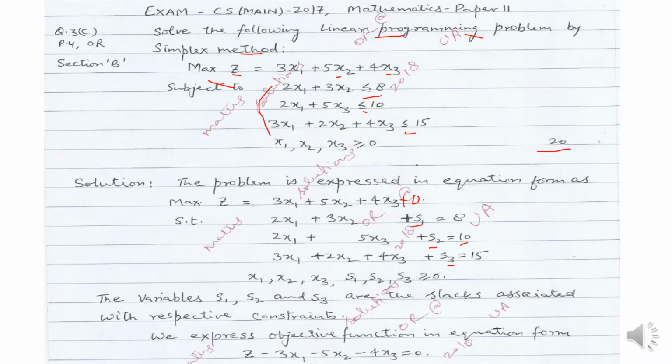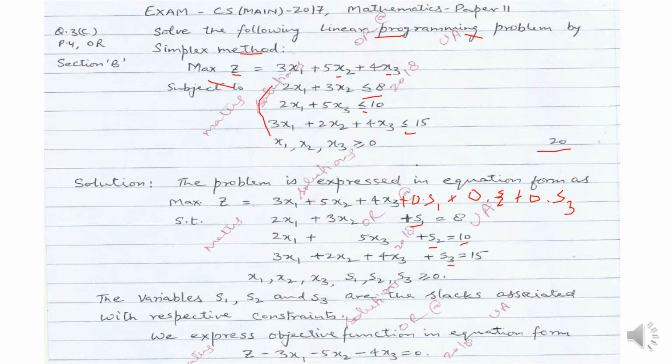So we can also add here 0 into s1 plus 0 into s2 plus 0 into s3. We can add these in the objective function because we have added these slack variables in the constraints.